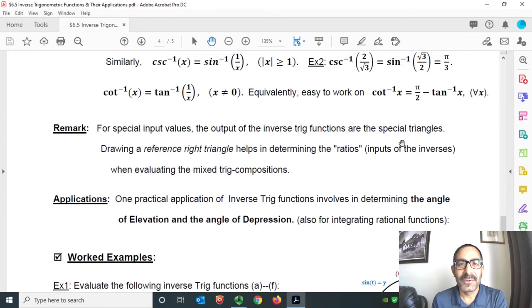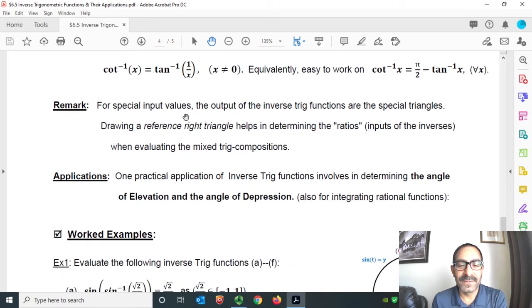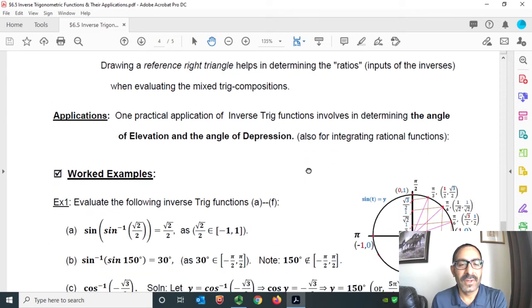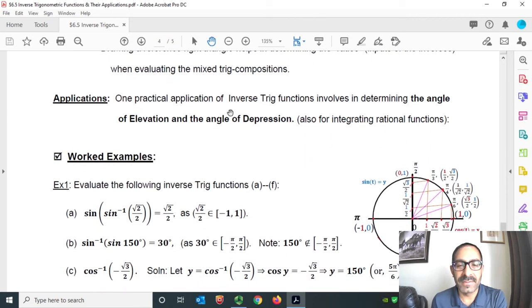Great. Quick remark. For special input values, the outputs of the inverse trig functions are the special angles. Oh, it's a typo, not triangle. Angles. Let me hide this part. Special angles. Drawing a reference right triangle helps in determining the ratios when evaluating mixed trig compositions. One practical application of inverse trig functions involves determining the angle of elevation and angle of depression, also for integrating rational functions.